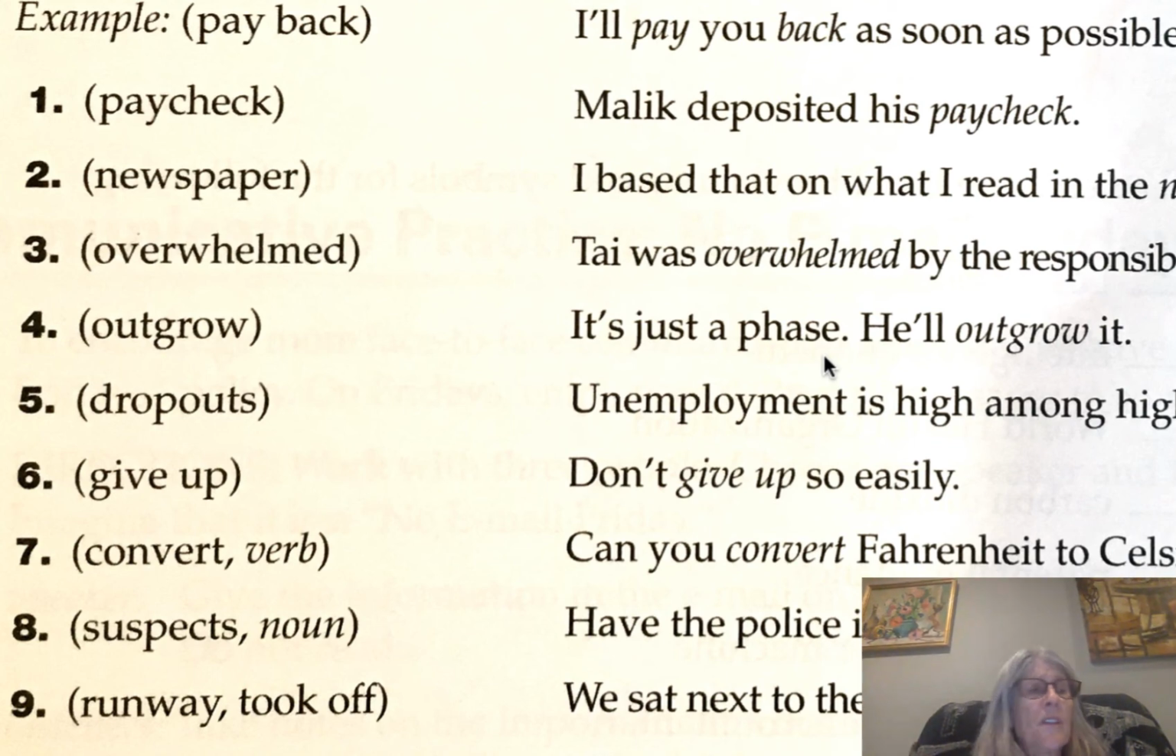Don't give up so easily. Give up being a verb. You might want to look at 5.8 on that one. And then can you convert Fahrenheit to Celsius? So you want to look at 5.7 on that one. Have the police identified any suspects? That's a noun. So you want to look at 5-7 on that one as well.